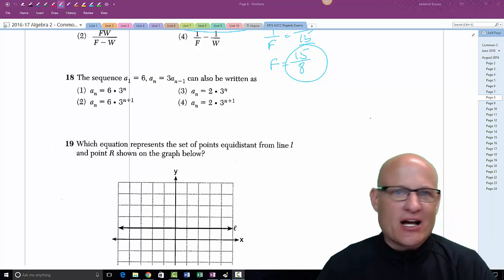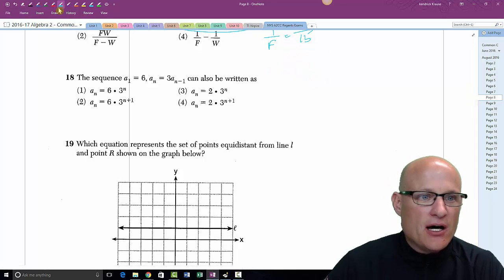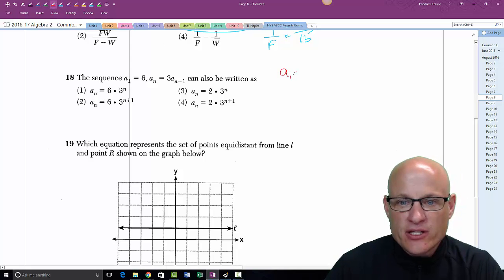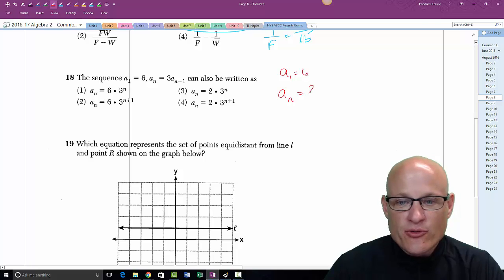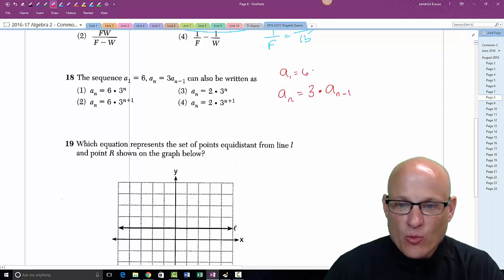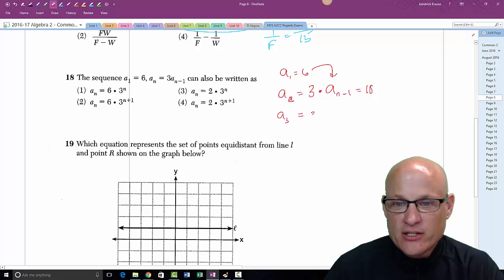Okay, so I was trying to figure out a way to do this problem that made more sense because my brain works differently than yours. I sit here and I see, okay, a sub n. A sub 1 is equal to 6, and a sub anything is equal to 3 times the one before it. Well, what is the one before it? It's a 6. So a sub 2 should be 18. And a sub 3 should be 3 times the one before it, 18, which is 54.